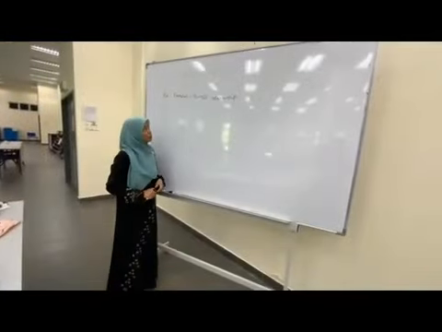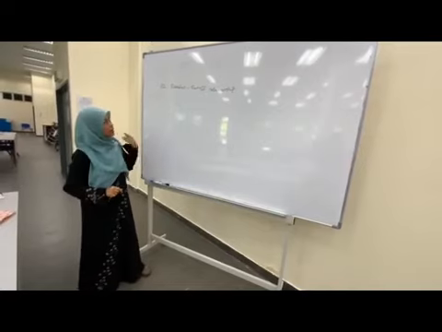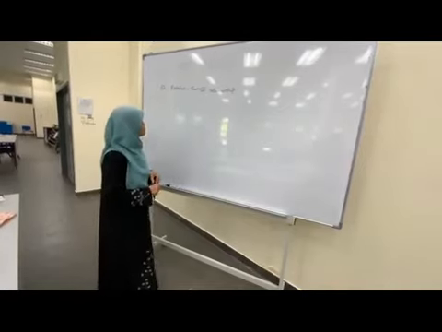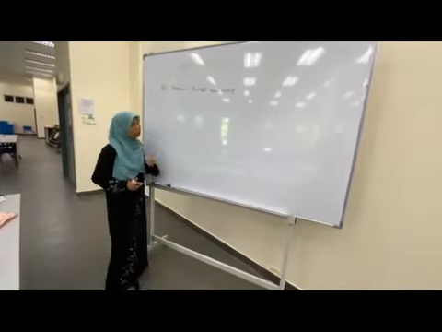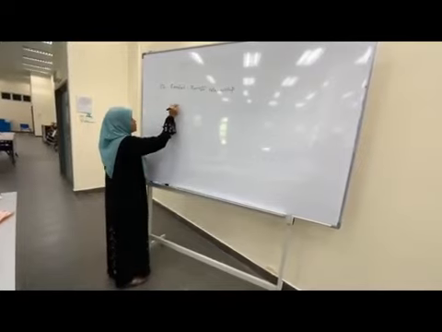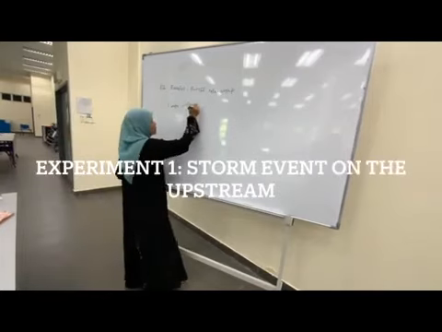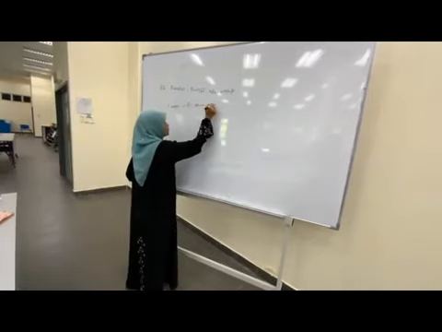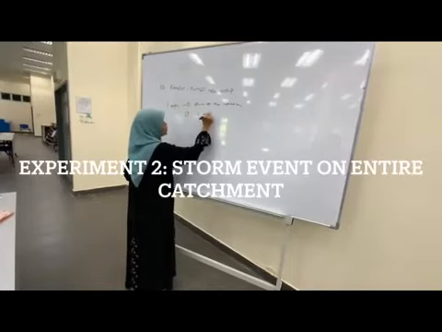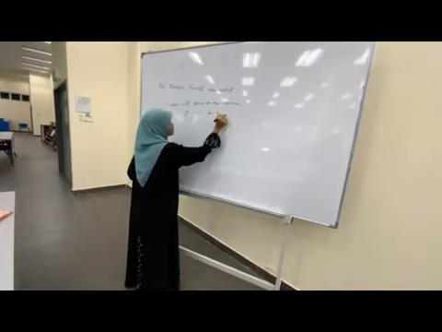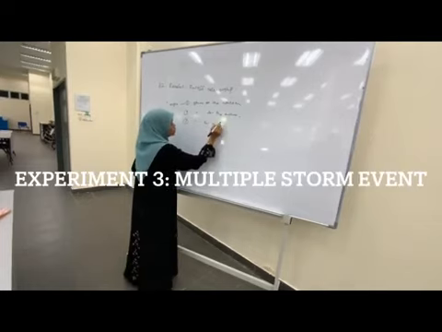Assalamualaikum warahmatullahi wabarakatuh. Now I will explain to you how you can do your report according to the experiment that you have done previously. So H2 experiment, rainfall runoff relationship. Basically, you have done 3 experiments. The first one, you examine the storm at the upstream. The second one, storm for the entire catchment area, and the third for the multiple.